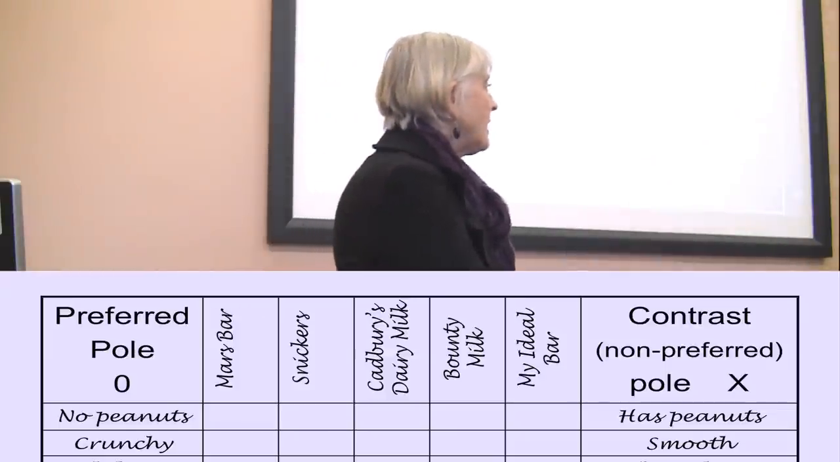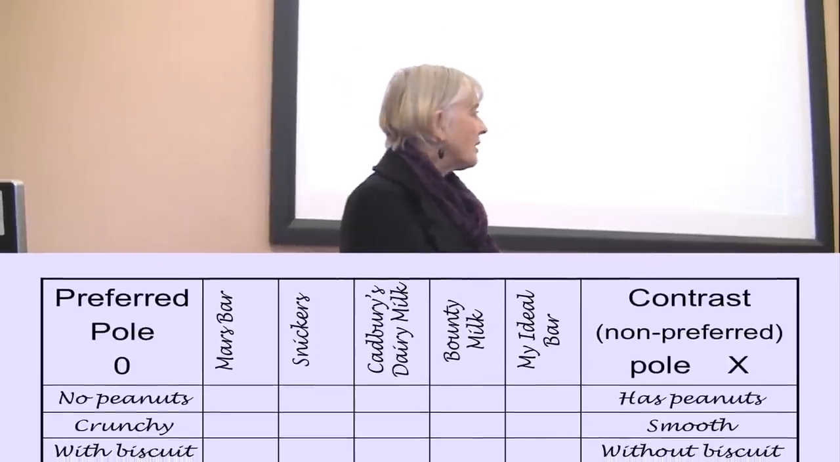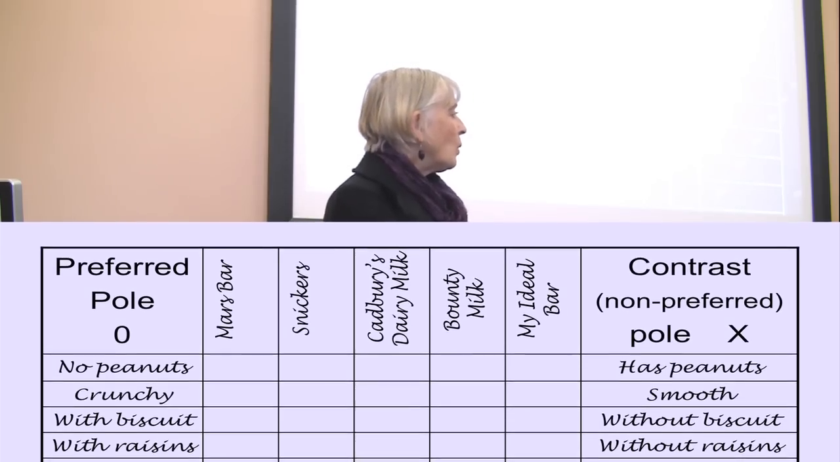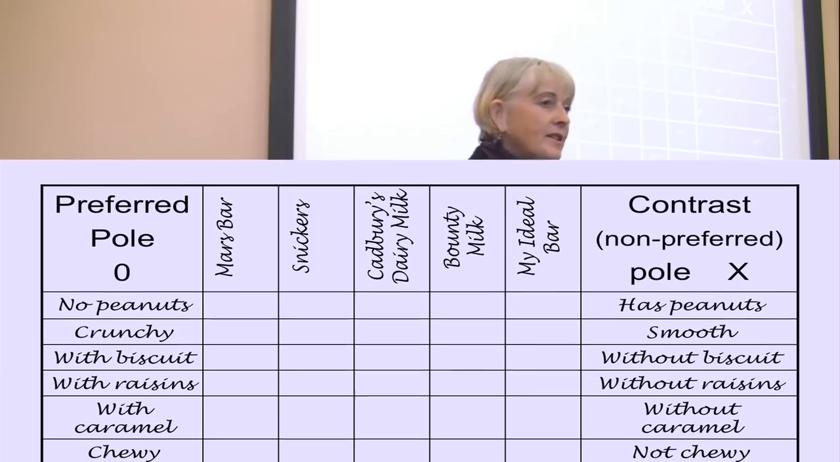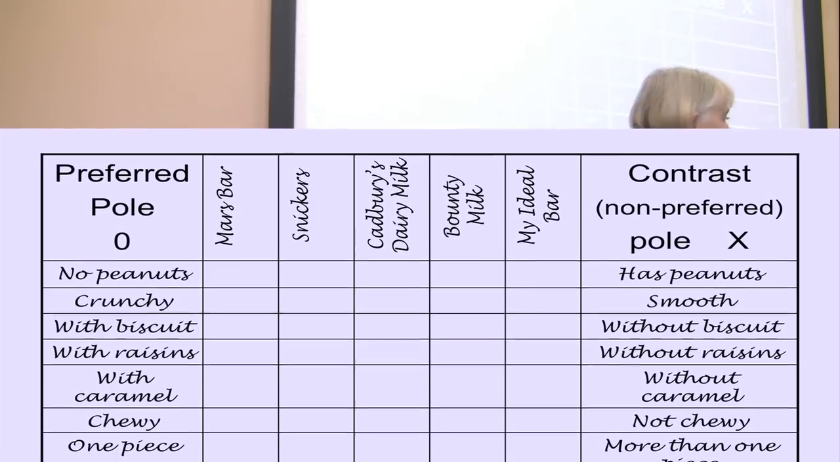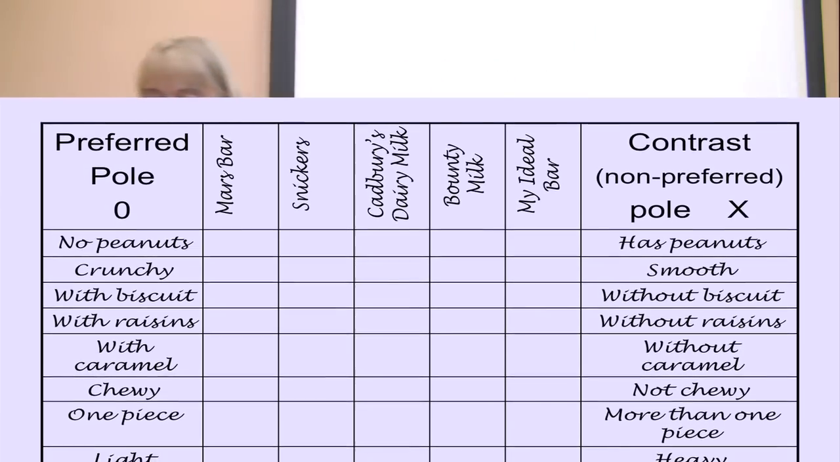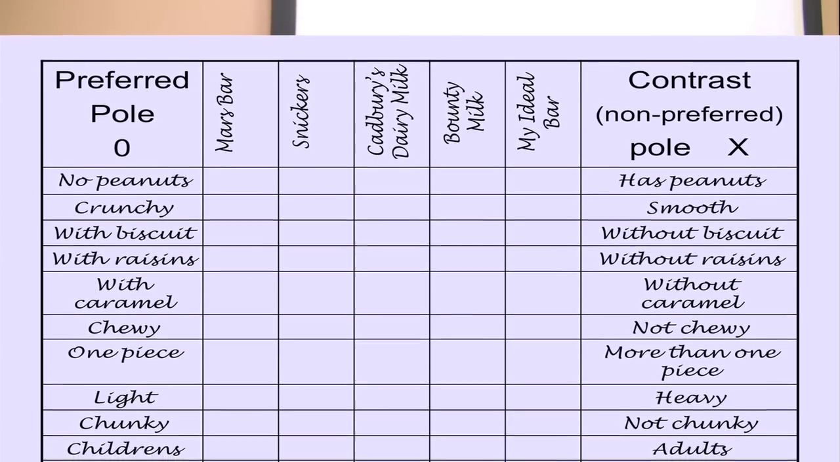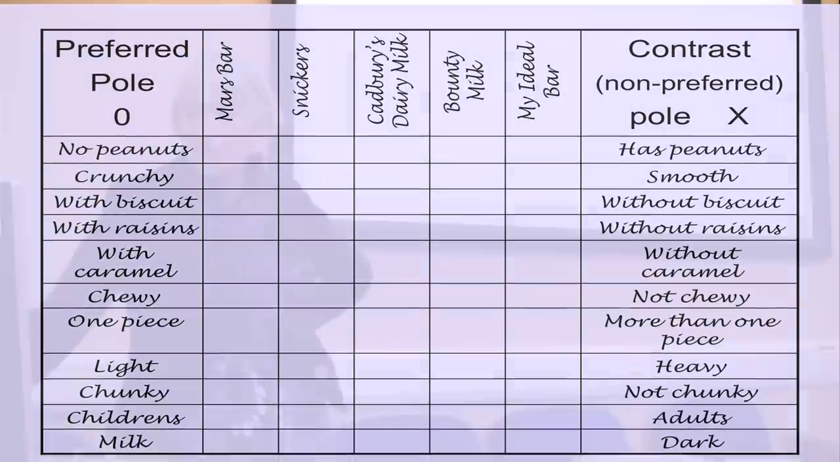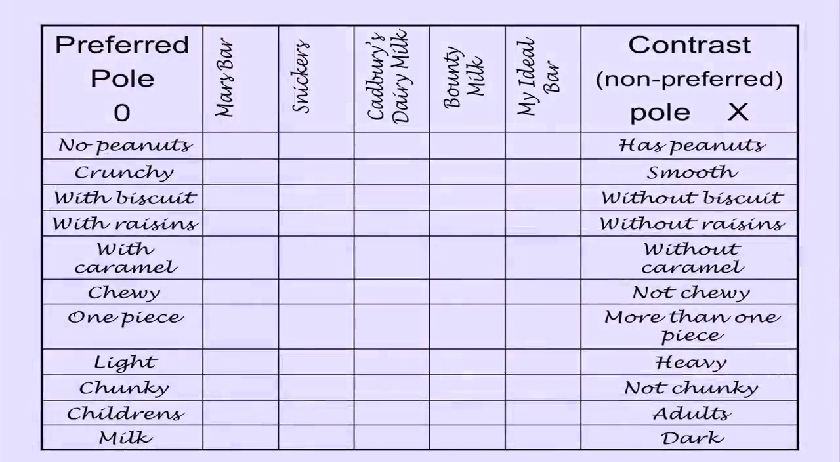And if you can't read my writing, that's no peanuts versus has peanuts, crunchy versus smooth, with biscuit versus without biscuit, with raisins versus without raisins, with caramel versus without caramel, chewy versus non-chewy, one piece versus more than one piece, light versus heavy, chunky versus non-chunky, children's versus adults, and milk versus dark. So you should have no peanuts in this space here, and with peanuts in this space here, and then crunchy in this space here, and smooth in this space here. Okay, so just go down your grid, putting in the constructs.